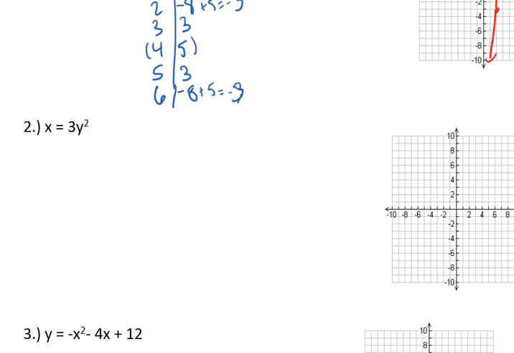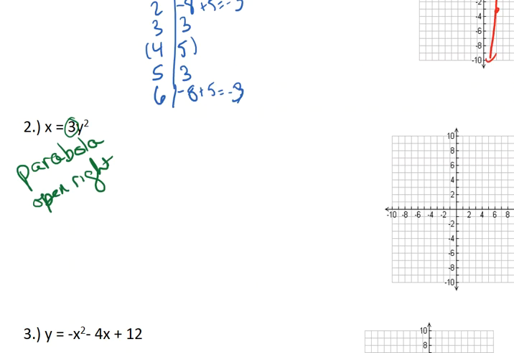For number 2, again, we want to decide what kind of conic it is because there's only one exponent of 2 and it's on the y. We know it's going to be a parabola, but this time it's going to either open left or right. And because A is positive, we know it's going to open to the right.